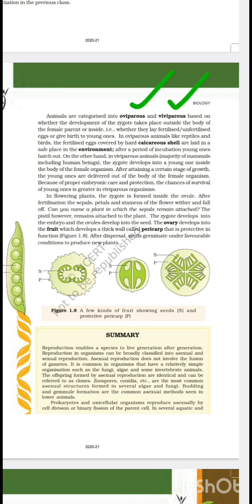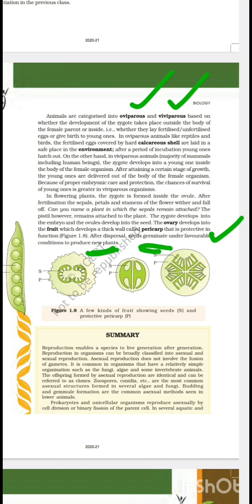In flowering plants, the zygote is formed inside the ovule. After fertilization, sepals, petals, stamens and the flower wither and fall off. Then the zygote develops into the embryo, the ovule develops into the seed, and the ovary develops into the fruit, which develops a thick wall called the pericarp, the fruit wall that is protective in function. After dispersal, the seed germinates under favorable conditions to produce new plants.